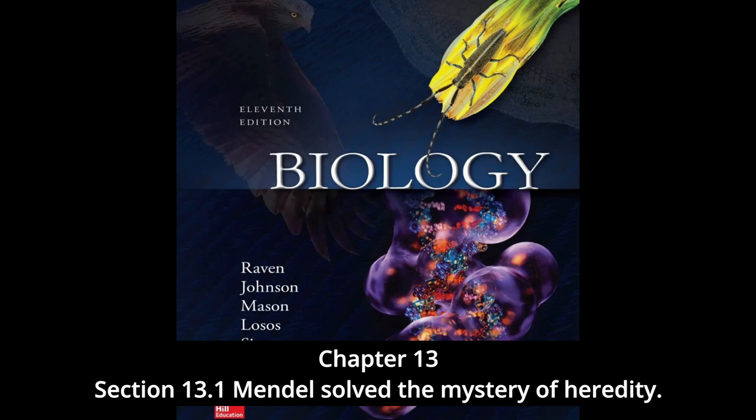In the cross between the purple-flowered F1 plants, he counted a total of 929 F2 individuals, see figure 13.9. Of these, 705, 75.9%, had purple flowers and 224, 24.1%, had white flowers. Approximately one quarter of the F2 individuals exhibited the recessive form of the character.